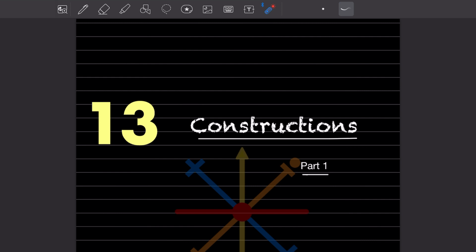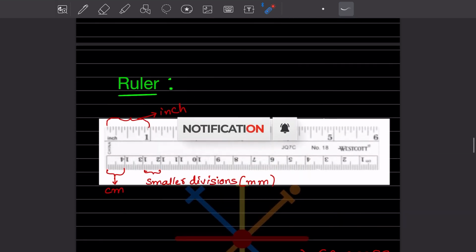So this is the first part of the new chapter that is called constructions. Before starting the exercise directly, all of you must be aware of this ruler. For those who don't know, this is an inch, from here to here. And from here to here this is a centimeter, and the smaller divisions in between are called millimeters. The scale starts from here, so this is a centimeter, and in between the smaller divisions are called millimeters. So this is something about the ruler.